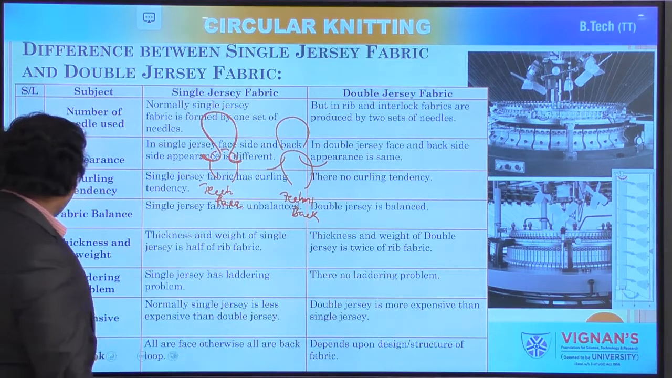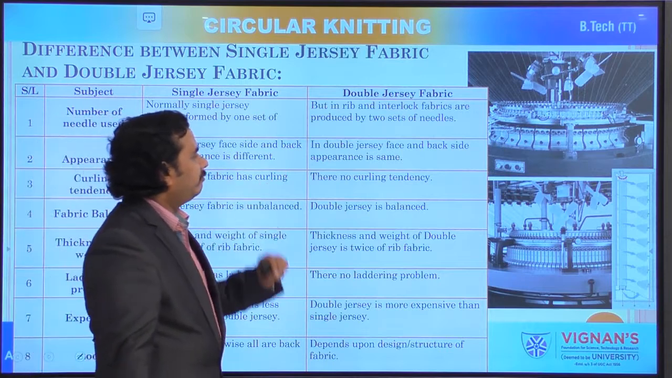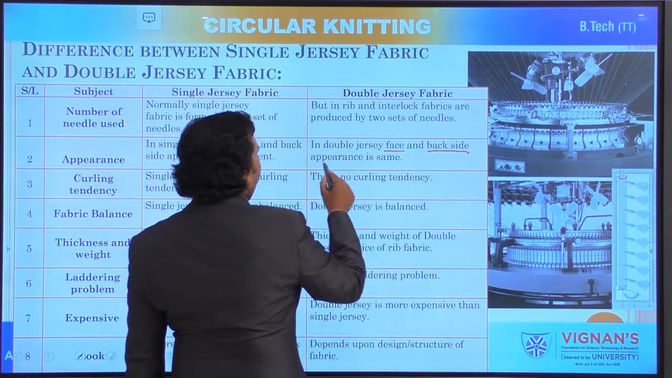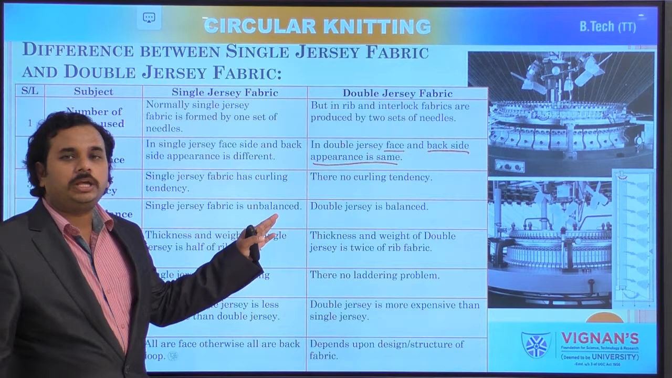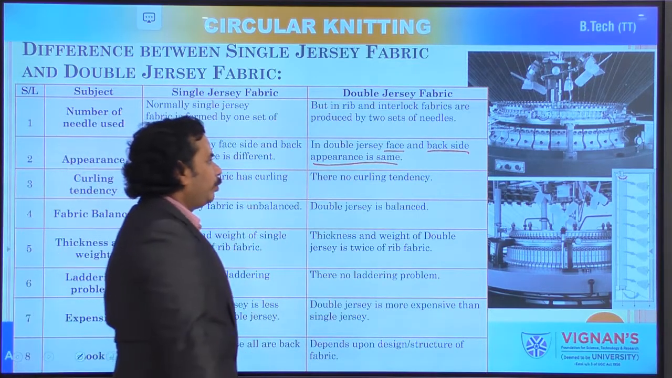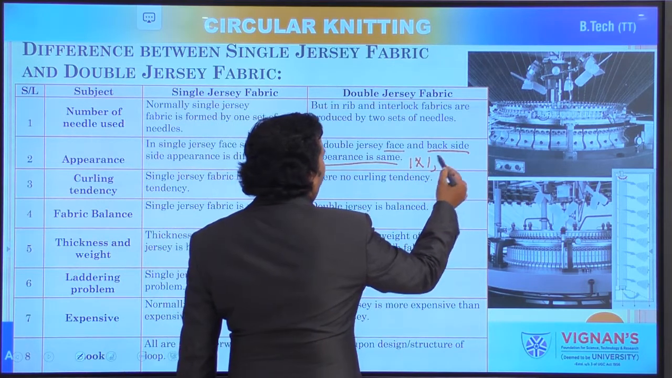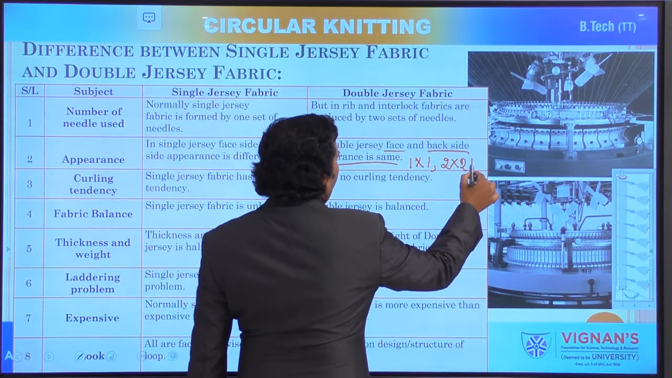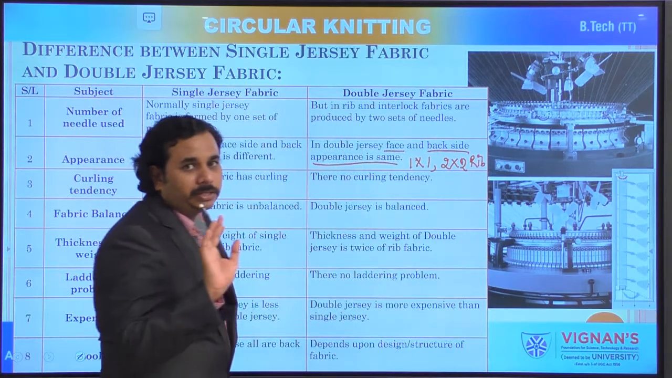So this is the difference. Now we'll move on to the double jersey fabric. Face sides and back sides appear the same, but only in some cases. If we have sequential ribs, that is equal ribs, 1 into 1 rib, 2 into 2 rib, these rib structures will appear the same.